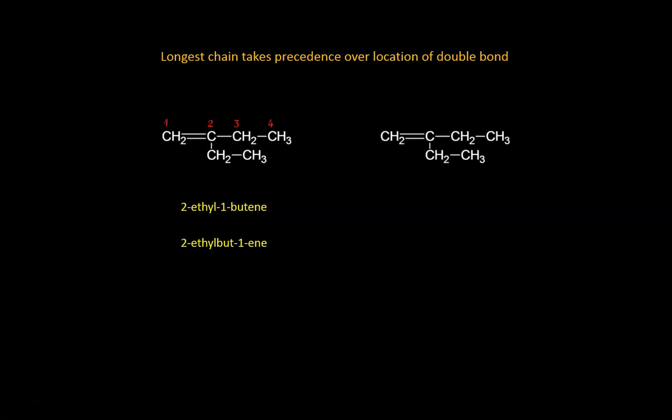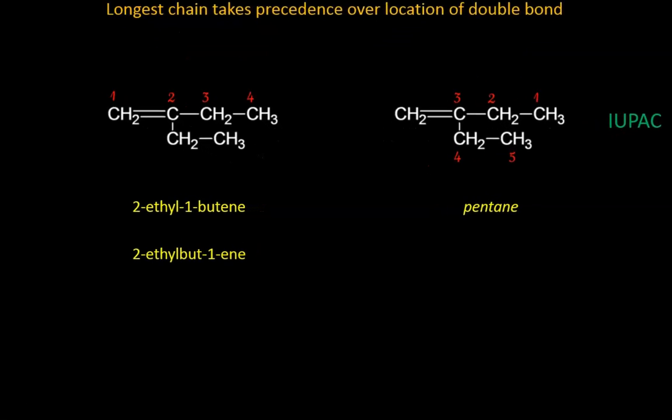Now let's look at it again, this time numbering the longest chain without concern for the location of the double bond. We number the chain like this, giving us a pentane. The double bond is now on carbon 3. We could have numbered it from the other direction as well and still have the double bond on carbon 3. In 2013, the organization IUPAC introduced this new rule for alkenes.